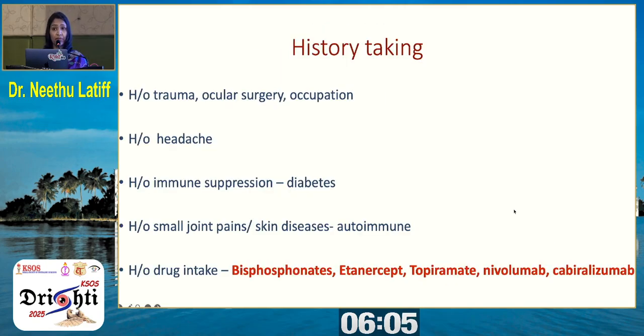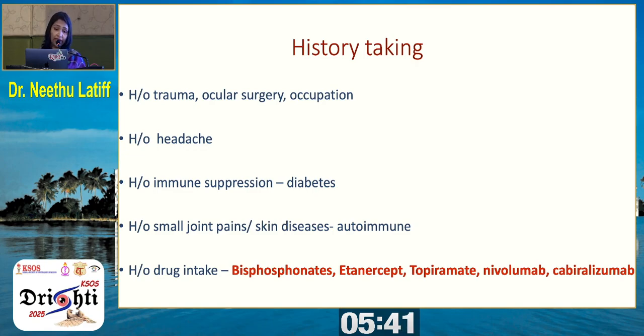Now, it's very important to have a detailed history in case of scleritis. So, history of trauma, ocular surgery. Trauma points more towards infectious etiology. Ocular surgeries: there is something known as surgically induced necrotizing scleritis, which you see mostly after pterygium surgery due to excessive cautery. Occupational history also matters, as some occupations can be related to infectious etiology.